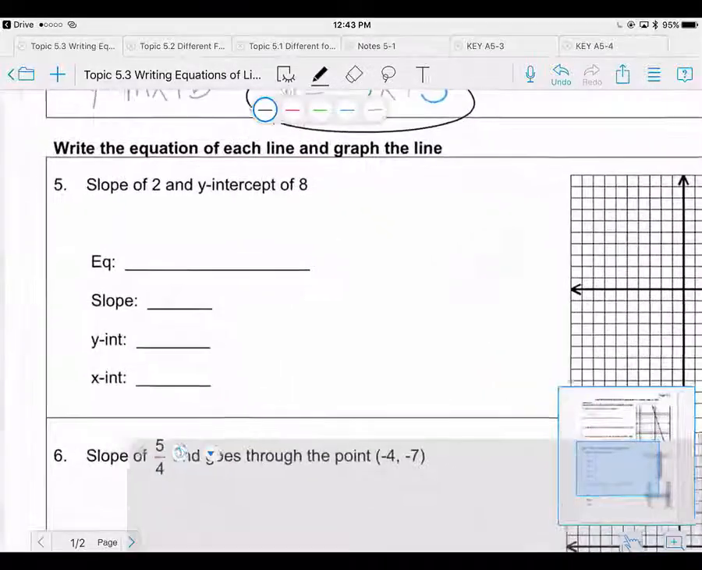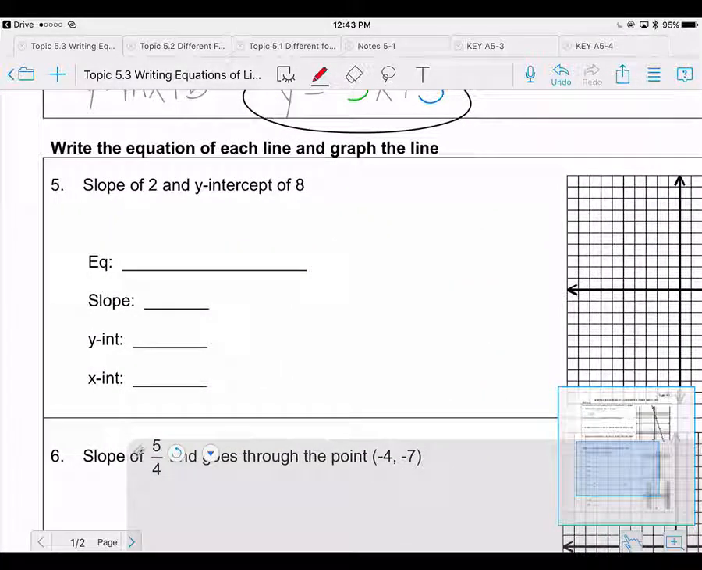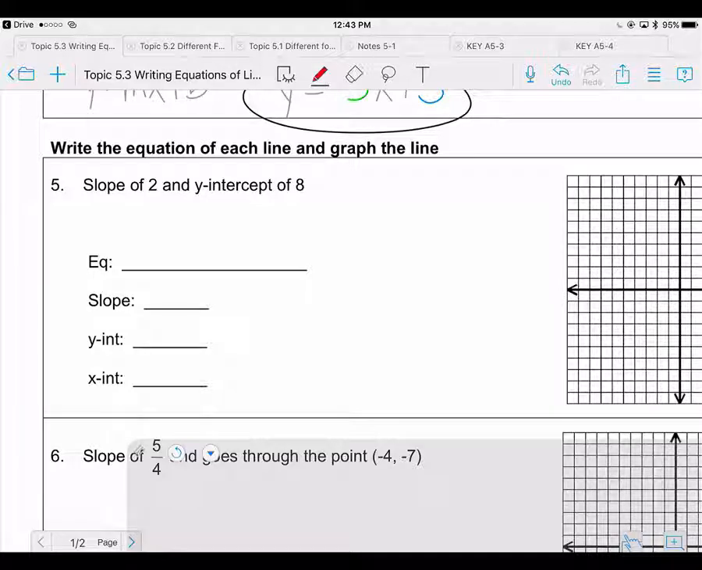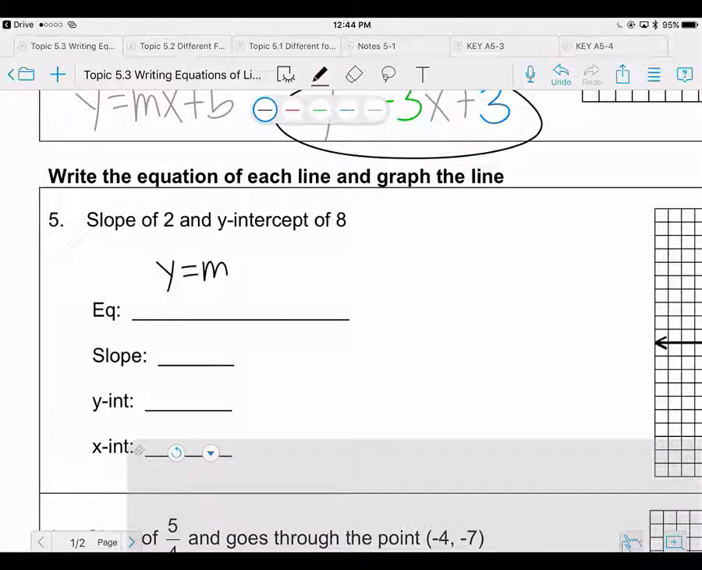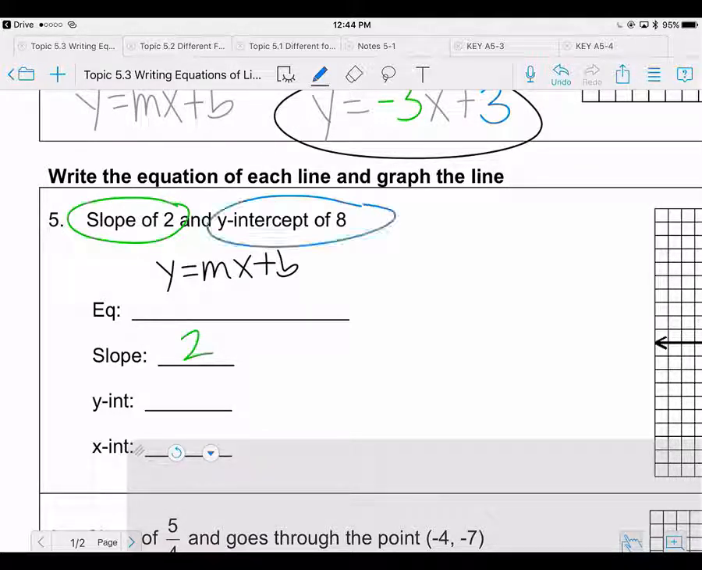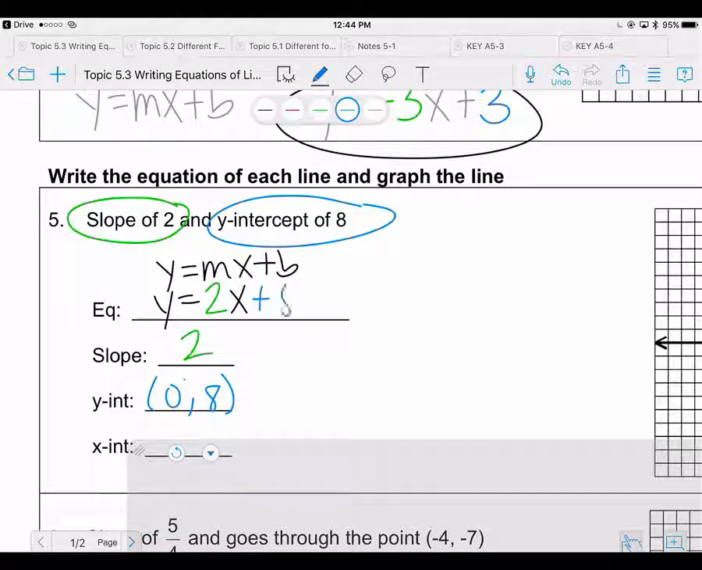So today we are asked to write the equation of the line and graph the line using a point and a slope. But this one, we are given a slope and a y-intercept, which is good news for us. Remember that y equals mx plus b is set up for a slope, which we were given, and a y-intercept, which we were given. So when we plug in, we have a slope times x plus b.